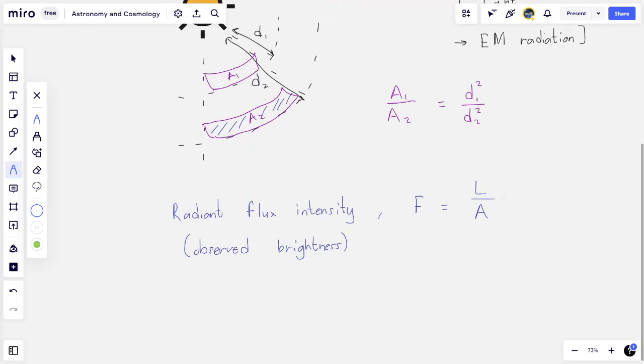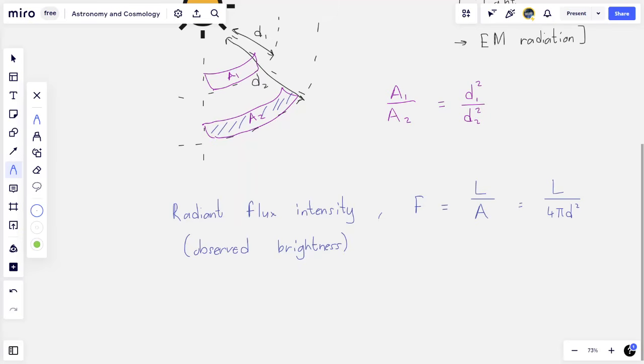over which that luminosity, that power, is spread. Okay, and A, that surface area, is simply 4 pi d squared, because the area is the area on the surface of a sphere, and the surface area of a sphere is 4 pi d squared.